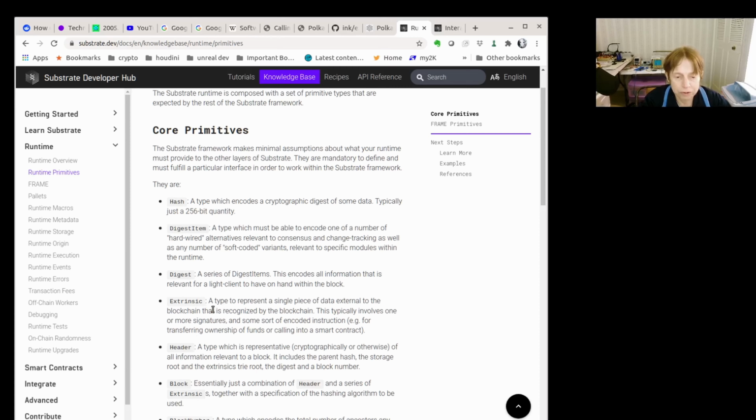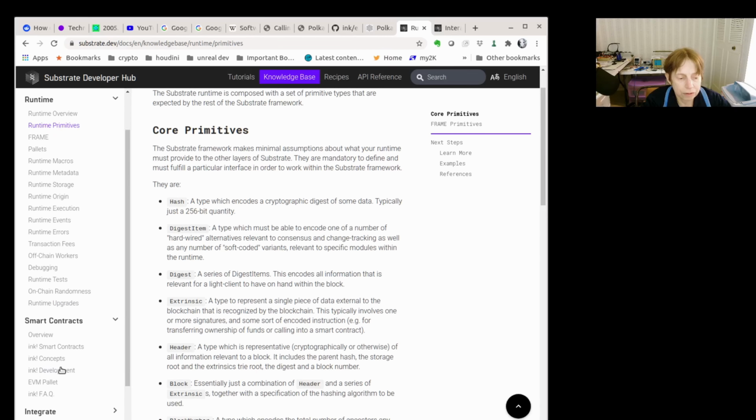Extrinsic is a key concept. It's a piece of data external to the blockchain that is recognized by the blockchain. So it could be signatures or encoded instructions as defined here. And they go through here. This is all the basic information.